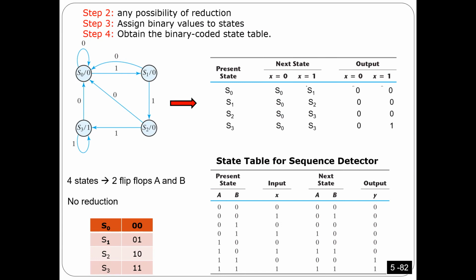So here I decided for state 0, I'm going to put 0, 0. State 1, I'm going to put 0, 1. State 2, I'm going to put 2. State 3, I'm going to put 3. That's it. But you can put any number.